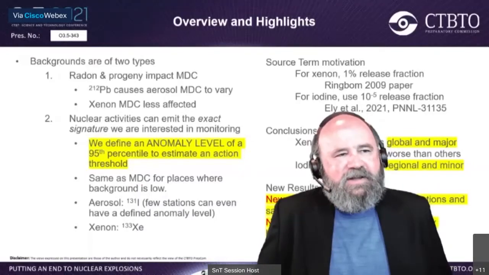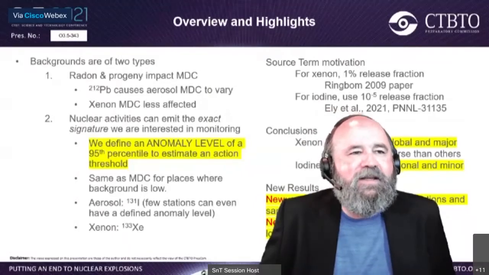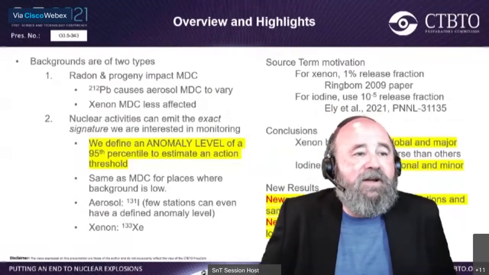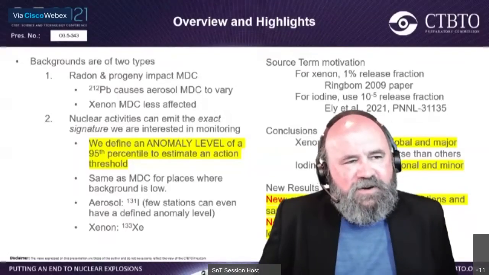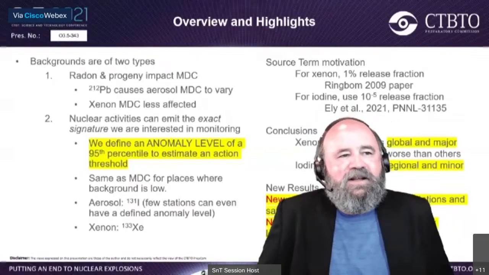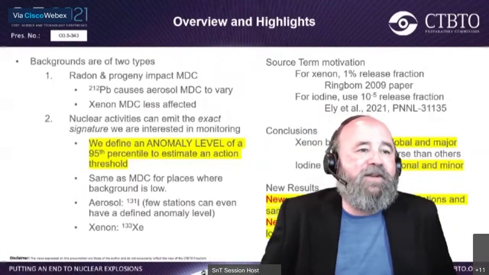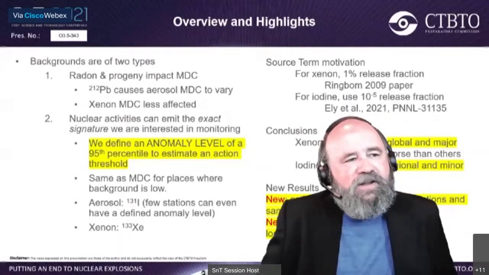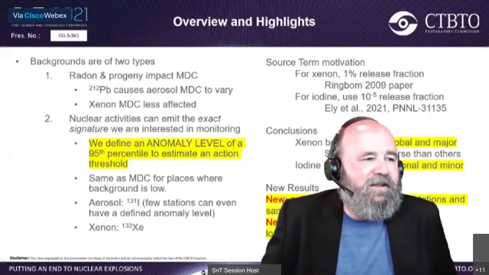So this is a naive approach because we're only looking at one isotope at a time instead of ratios or anything, but we had to start someplace. So our anomaly level is the same as the MDC for a low background station. Most stations in the world are really unperturbed by background, and the remainder have an anomaly level at the 95th percentile. Only a few stations even can have a defined anomaly level for iodine-131 because so few stations are affected.